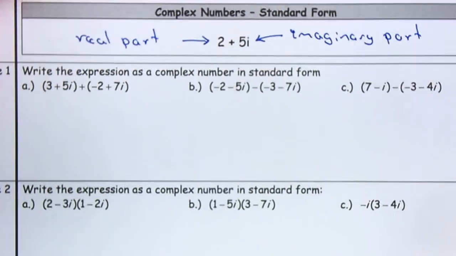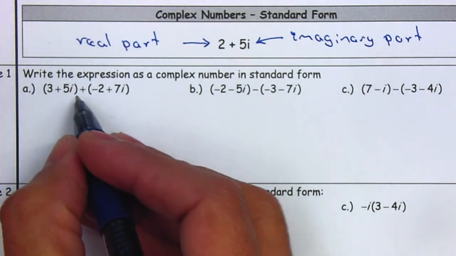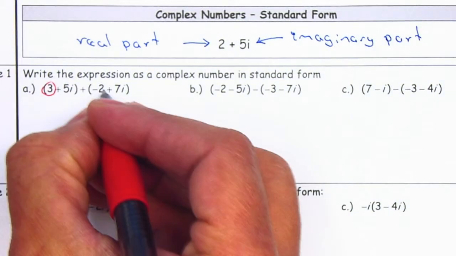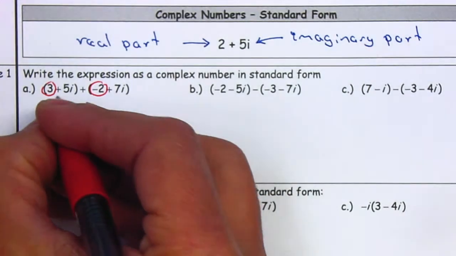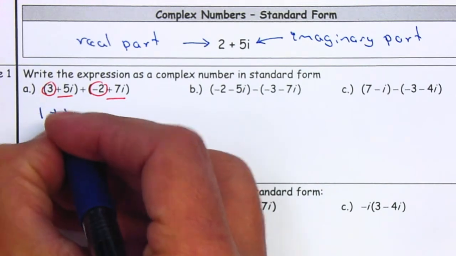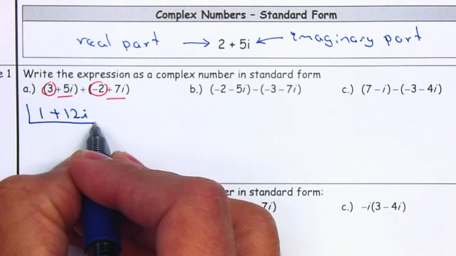On example number 1, we are adding, and this is just like combining like terms. We're going to combine our real parts, that'll give me positive 1, and we're going to combine our imaginary parts, and that'll give me positive 12i. So the i is just treated like any other variable.